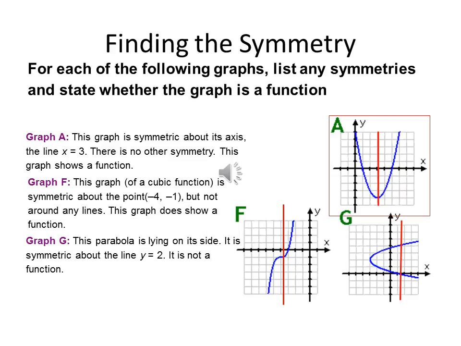Can you tell what graph A is? I'll give you a few moments to figure out the answer. Okay, the answer to graph A is, this graph is symmetric about its axis at the line x equals 3. There are no other symmetries. However, the graph passes the vertical line test, so it shows that it is a function.